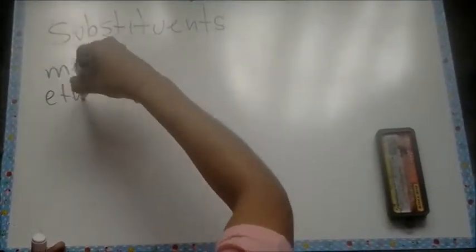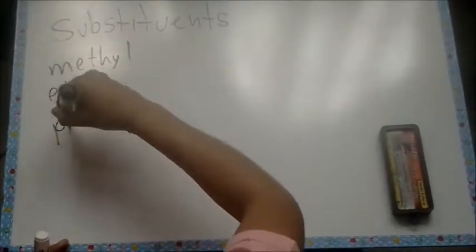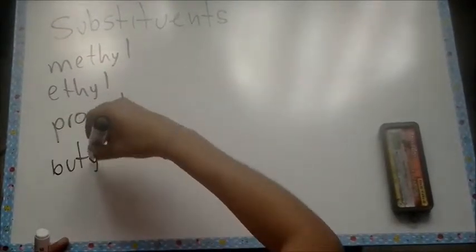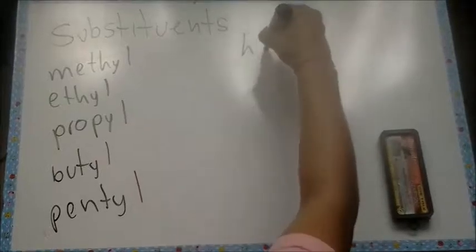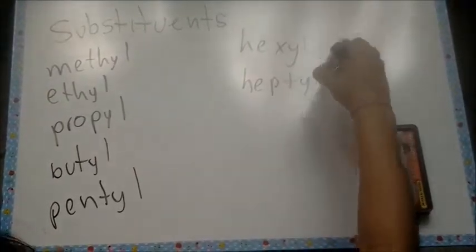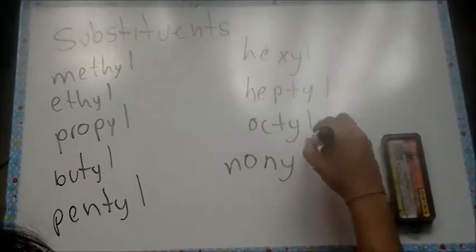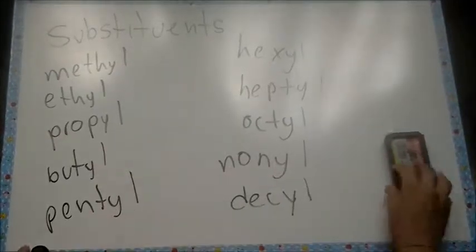There are substituent groups which also are based on the number of carbons. The difference is that when we are talking about a substituent, we are going to use methyl, ethyl, propyl, butyl, pentyl, hexyl, heptyl, octyl, nonyl, decyl.